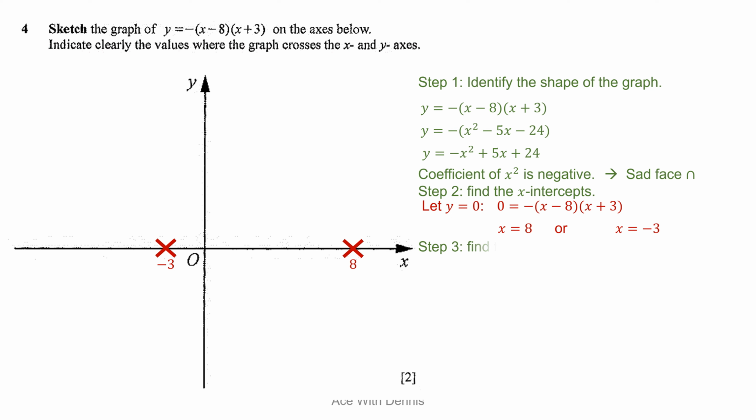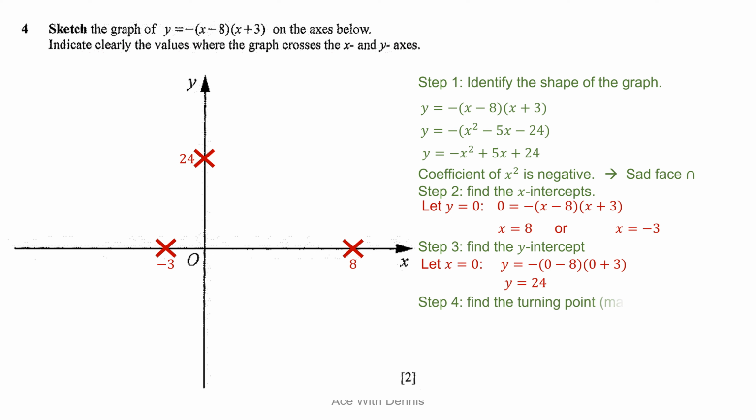Next, we move to step number 3 to find the y-intercept. To find the y-intercept, we let x equal 0. Hence, the equation becomes y equals negative bracket 0 minus 8 times 0 plus 3, and we get y equals 24. So let's mark on the y-axis. This is the y-intercept, which is at 24.